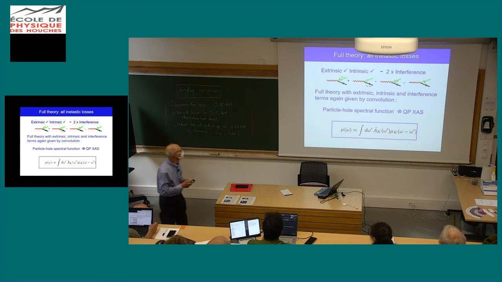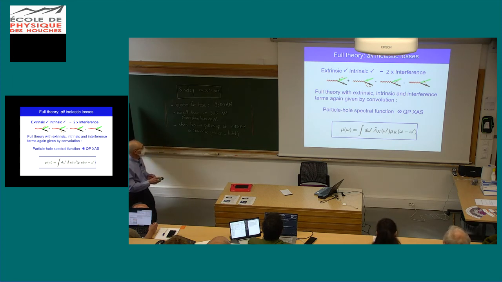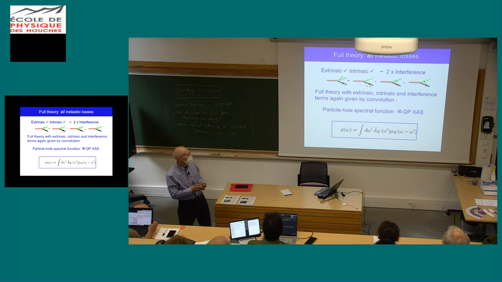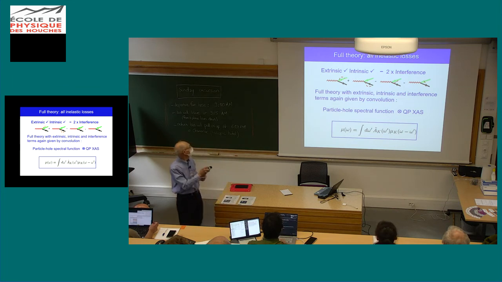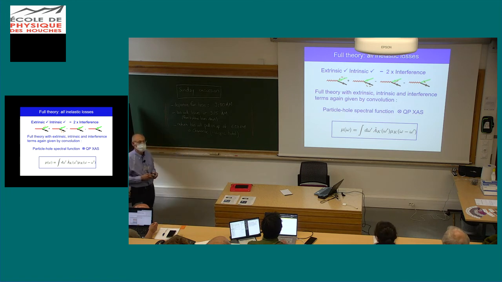So we have a slightly different approach, but the upshot is you can put all of these into a single particle hole spectral function, which is then convolved with a Bethe-Salpeter-like particle hole spectrum. It's not one particle, it's two particle, and then take all of these into account.